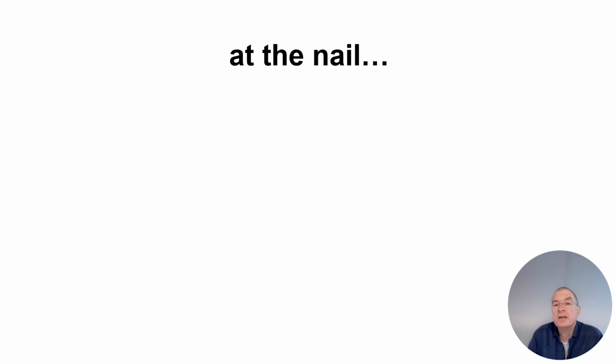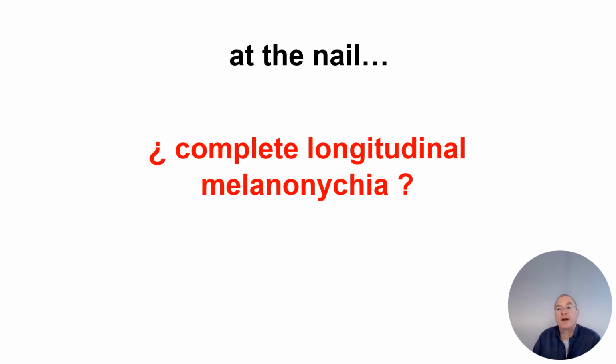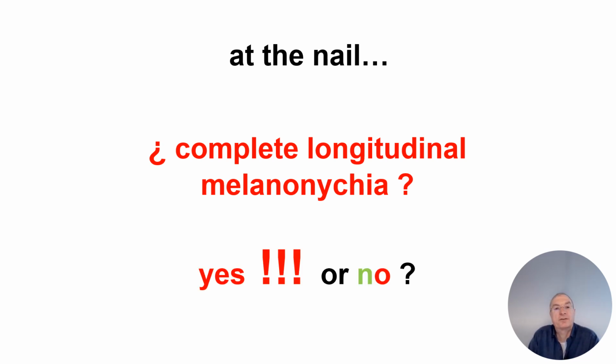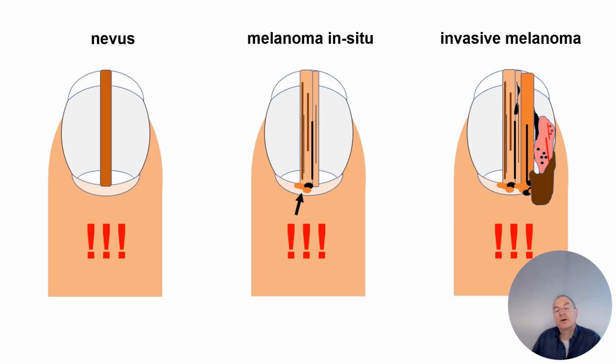At the nail, for me, the most important question is always: is there a complete longitudinal melanonychia? This is for me the most important question, yes or no. So I have marked this with three question marks. When I see the longitudinal melanonychia, I just put three question marks for me to check whether it is benign or malignant.